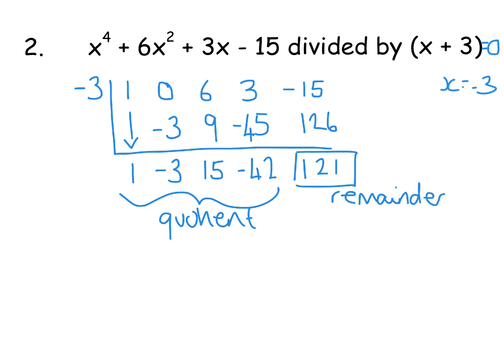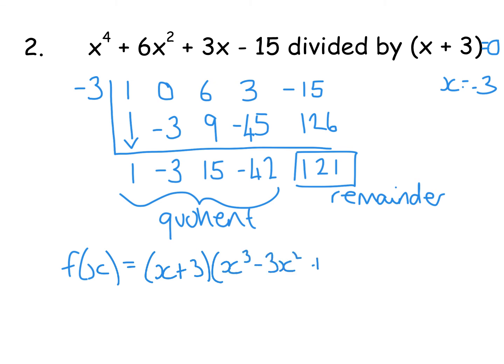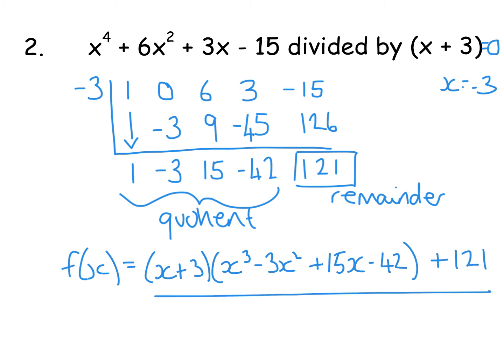So just to write it out nicely like we did before, we're going to say, f of x equals, first thing to put down is your factor, or the thing you divided by, which is x plus 3. Then your quotient. Now I've got 4 terms here, so go 1 degree less than 4, which is 3, so I'm going to start with an x cubed. So you've got 1x cubed, minus 3x squared, plus 15x, minus 42, and then your remainder is a positive 121 at the end. And that is us finished that question.